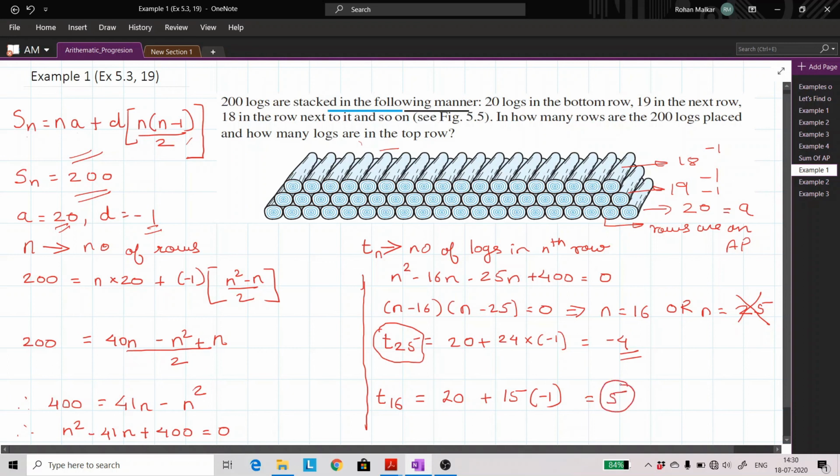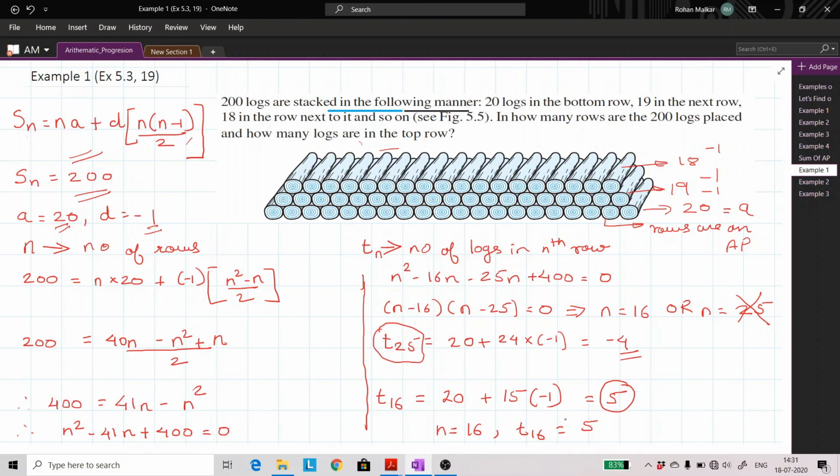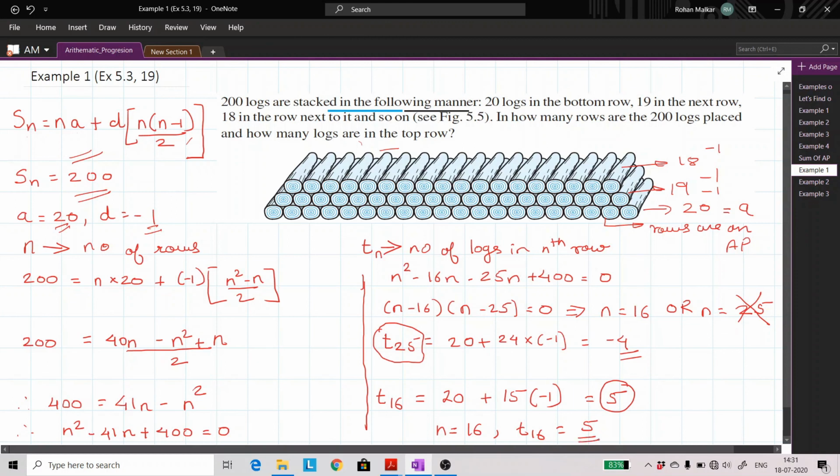So if you want to find the number of logs in any term, I use the formula for arithmetic progression. My correct answer for this question will be: number of rows 16, and in the topmost row, that is the 16th row, the number of logs of wood will be 5. So you require 16 rows for 200 logs of wood, and the topmost row, that is the 16th row from the bottom, will have 5 logs of wood.